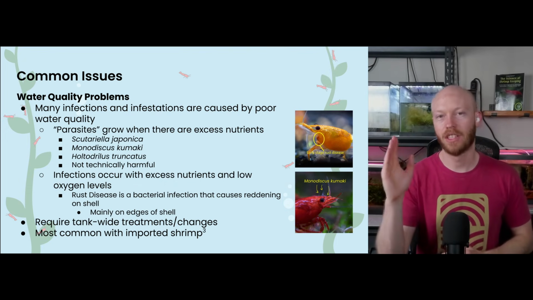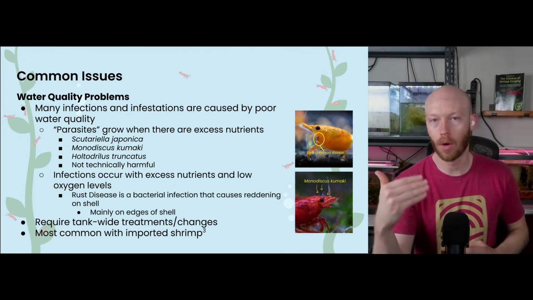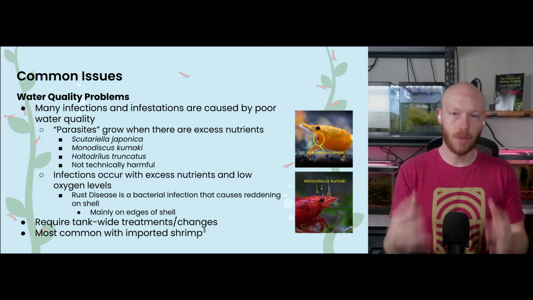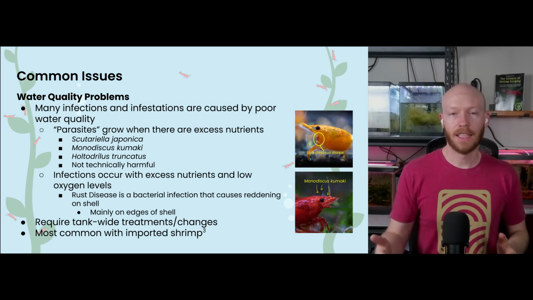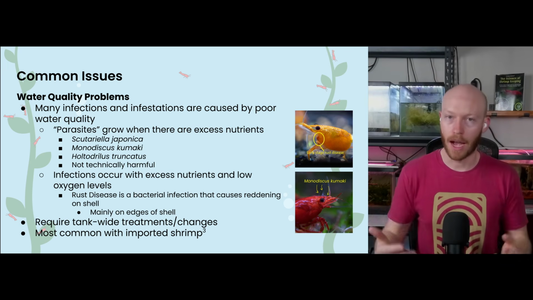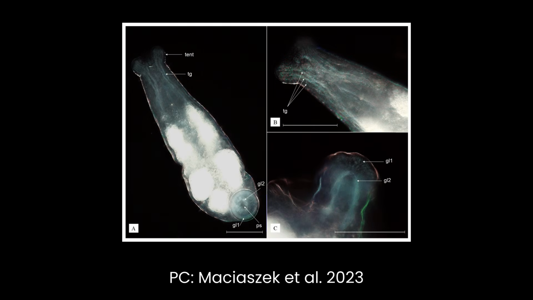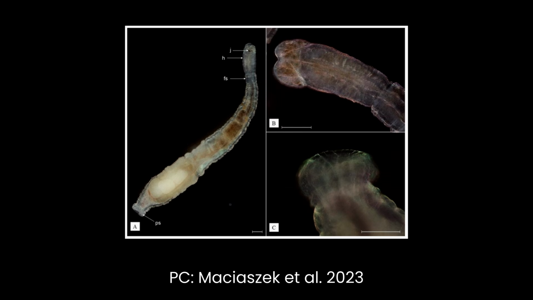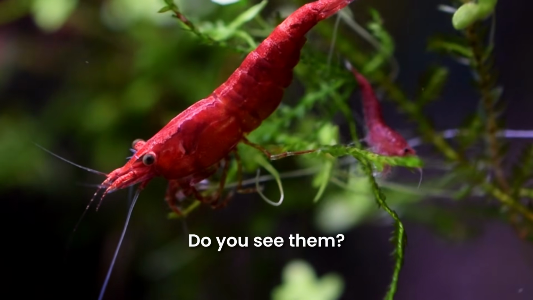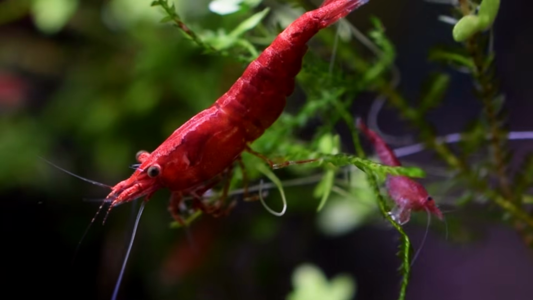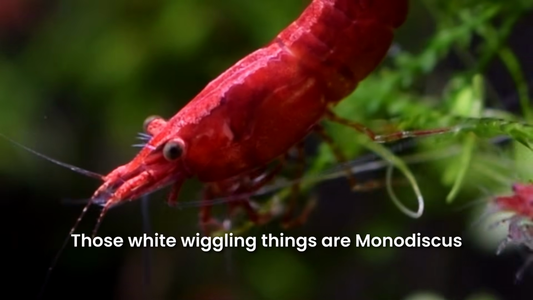Part of the reason I mention this is because some of the most common infestations that we essentially see are from poor water quality. So when you do have these nutrients, this bacteria, these microorganisms in the water column, it allows these parasites to thrive. That includes Scuderiella japonica, Monodiscus kumaki, and Hydra truncatus. Now, these are not technically harmful to shrimp by themselves. They get a bad name though, because they're seen at the same time that you have water quality issues that are stressing out your shrimp. So it looks like your shrimp die as these populations increase.